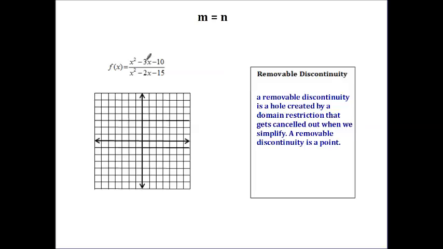So with our next rational function here, we need to again, first of all, see if we can factor numerator and denominator. x squared minus 3x minus 10 can be factored into x minus 5 times x plus 2. And our denominator, x squared minus 2x minus 15, can also be factored into x minus 5 times x plus 3.